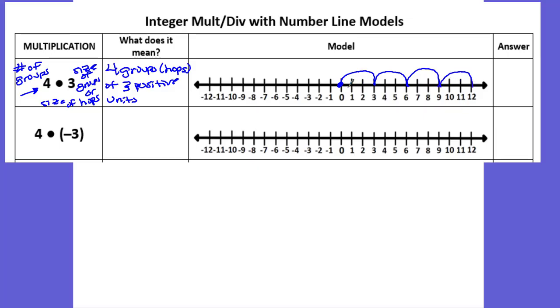Each jump, as you can see, is 3 units. And we ended at 12. So our answer is 12. So 4 times 3 equals 12.